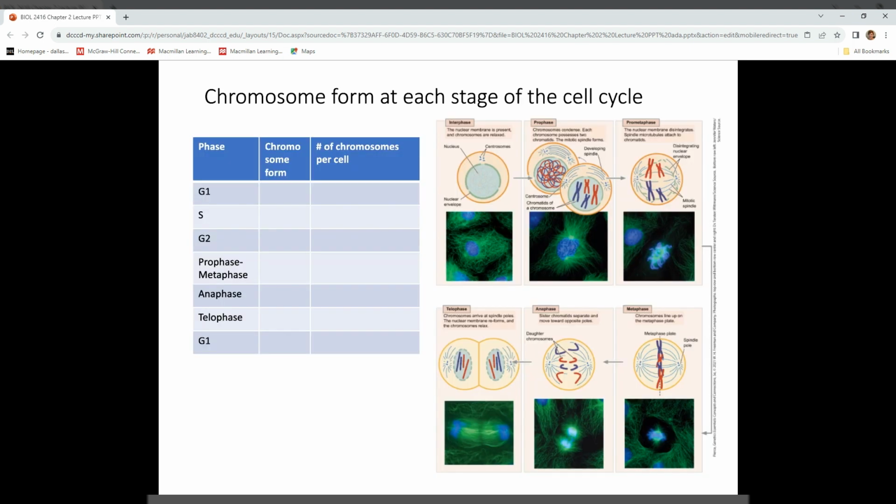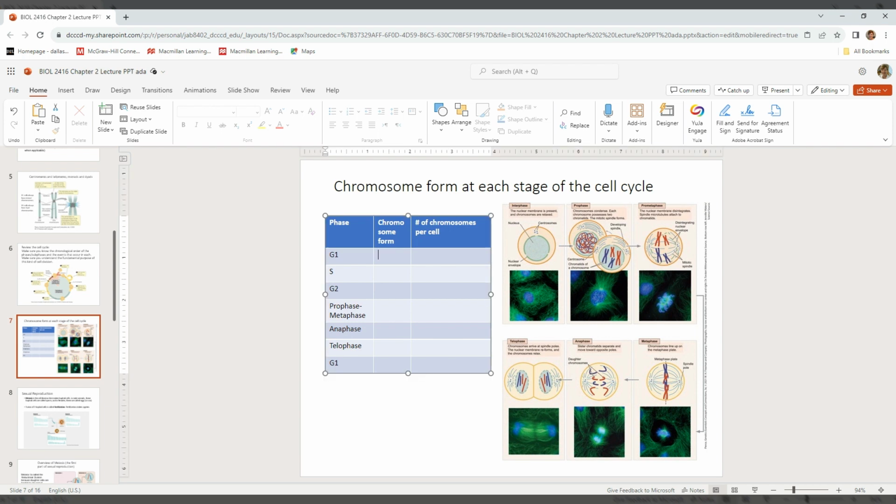So I'm going to go through and fill in what the chromosome form is at each stage of the cell cycle. And to do that, I'm going to go back into edit mode. This is the picture on the right side here of the cell cycle, specifically focusing on prophase, metaphase, anaphase, and telophase. And we're going to fill in this chart for what form the chromosomes are in, which you can, for the most part, see in the diagram. And notice how the diagram goes from left to right, but then as you go down, you go from right to left, and you end at telophase.